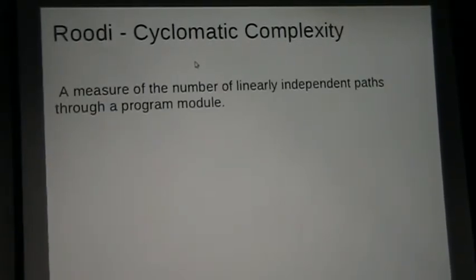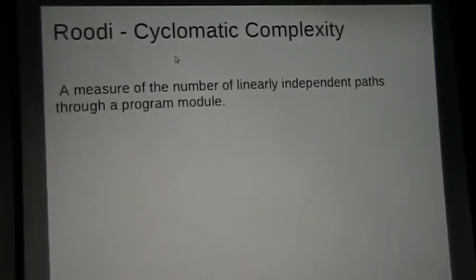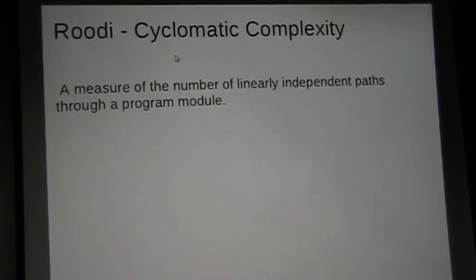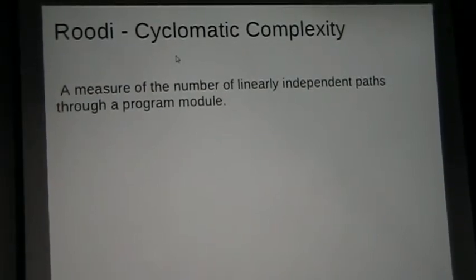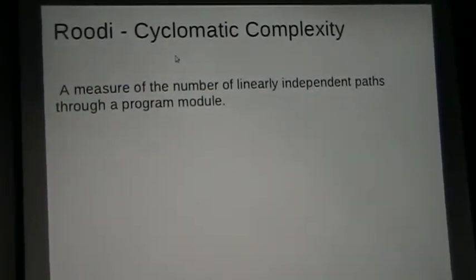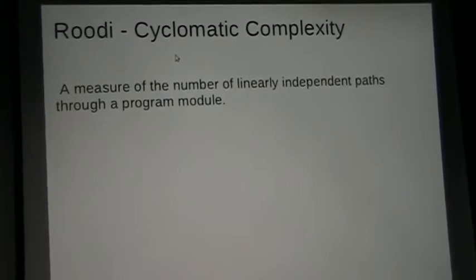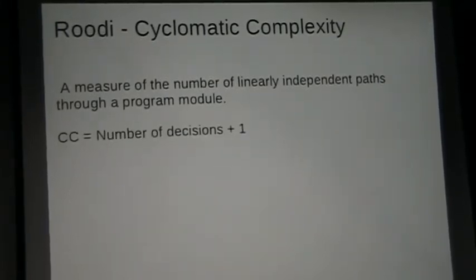So how does Rudy calculate the complexity of code? It uses cyclomatic complexity. According to freedictionary.com, it is a measure of the number of linearly independent paths through a program module. So to calculate that, we just count the number of decisions plus 1. Okay.